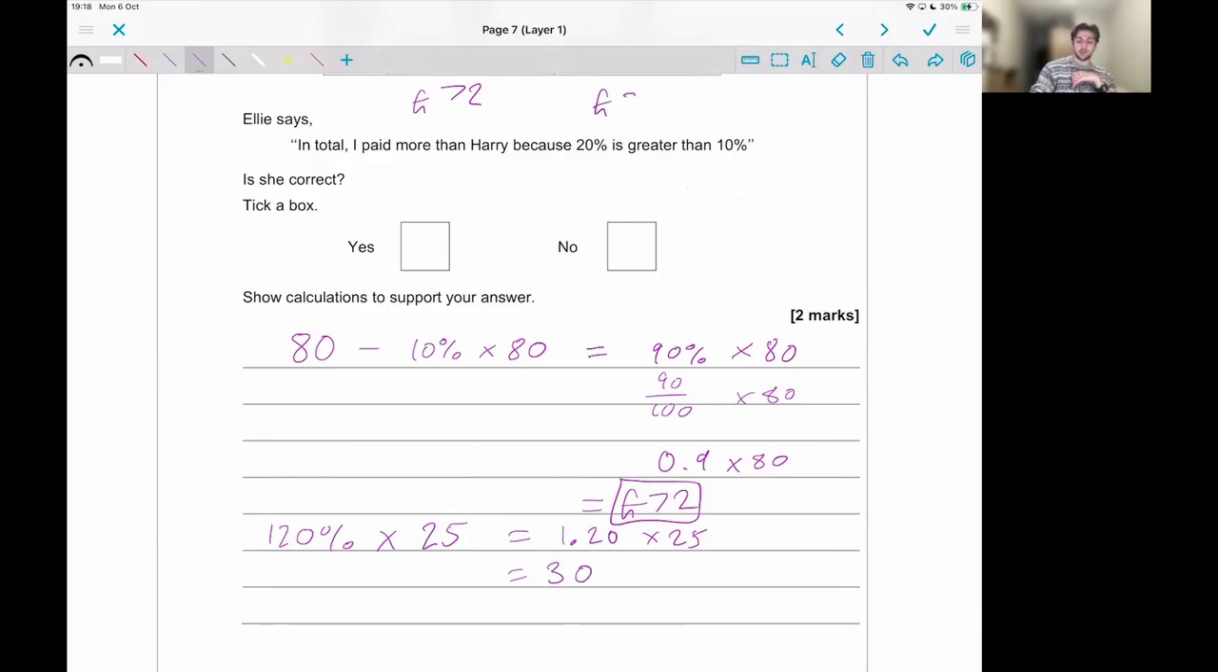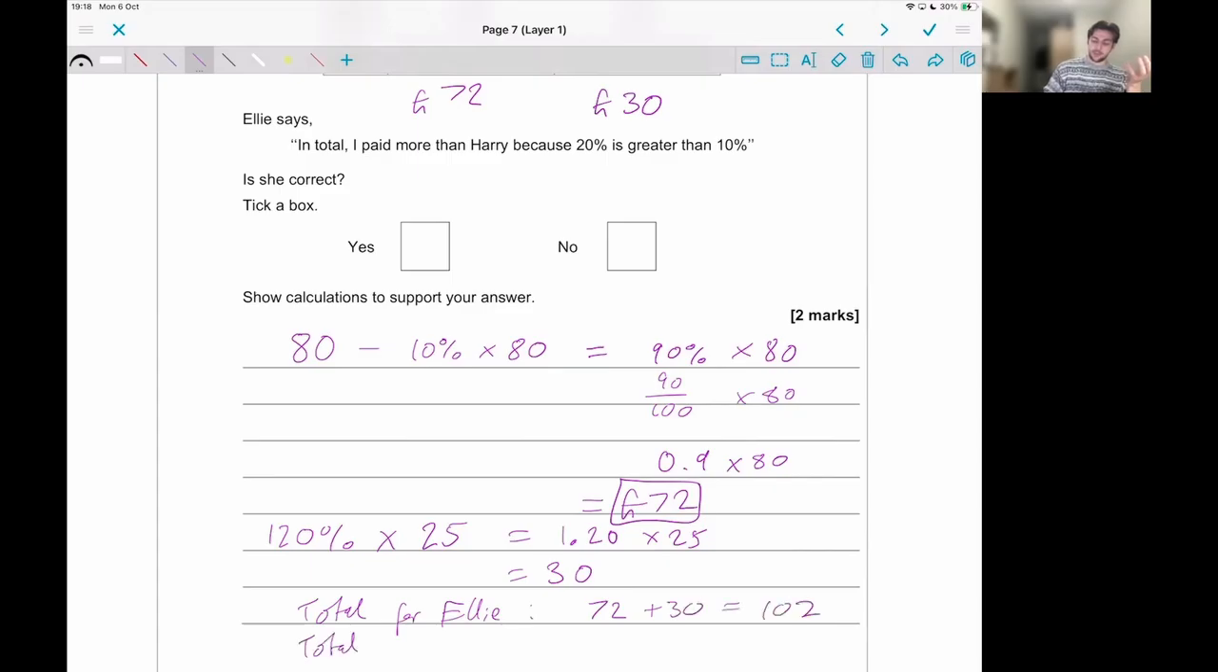So finally, to know how much she paid in total, we can add those two together. So 72 plus 30, we can say total for Ellie is 72 plus 30, which is 102.